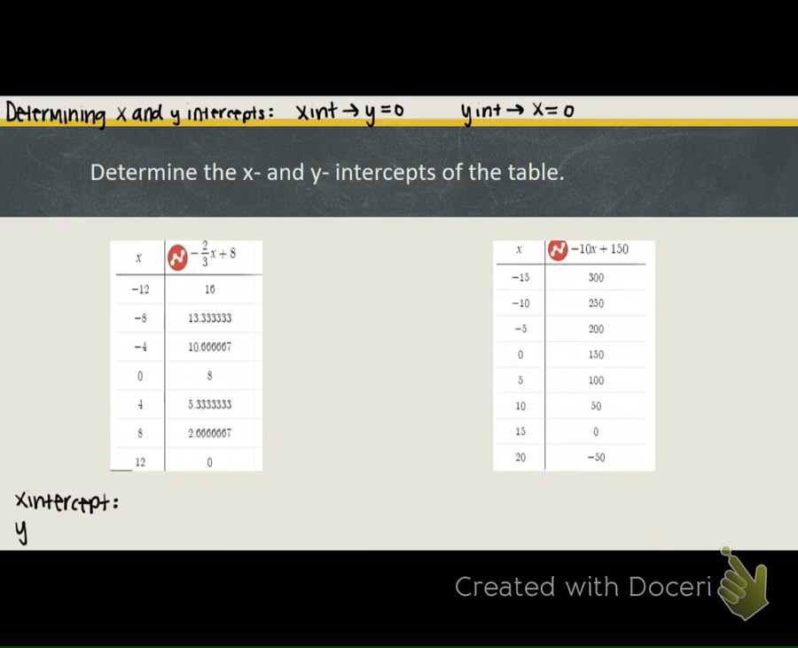Mike, what is the x-intercept? The x-intercept is when y is 0. 12. Which one is it, Mike? 12. And why? Because y is 0. Yes. So your x-intercept is here because y equals 0.